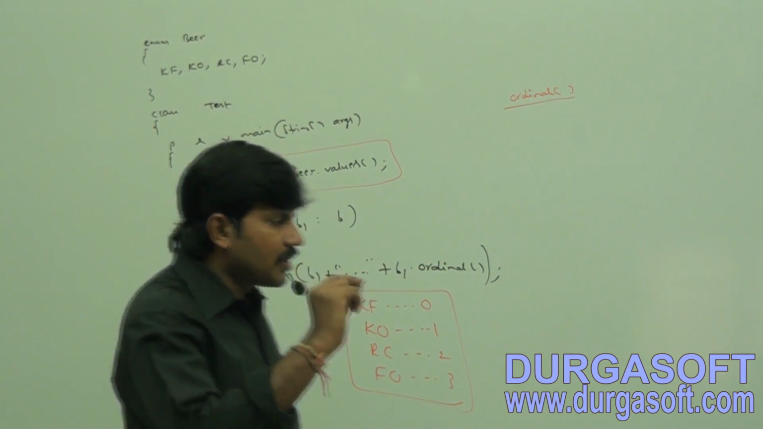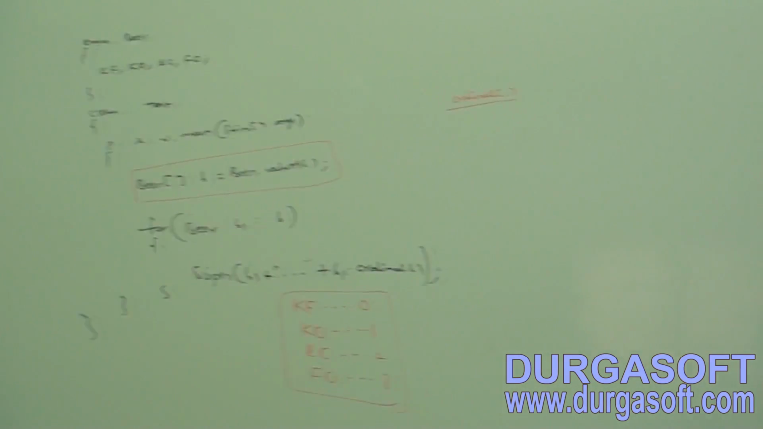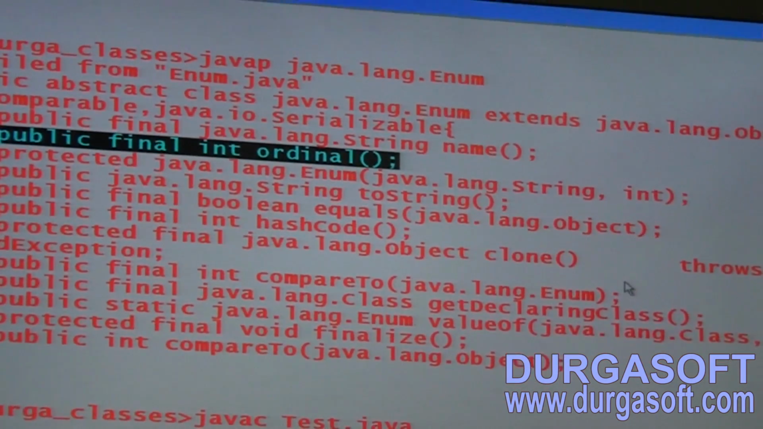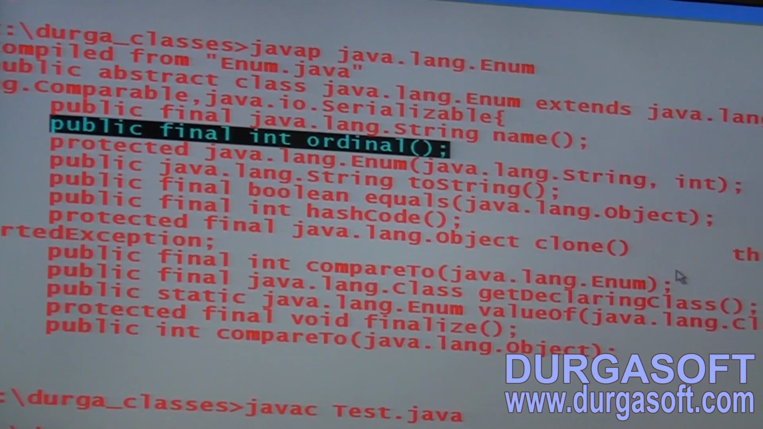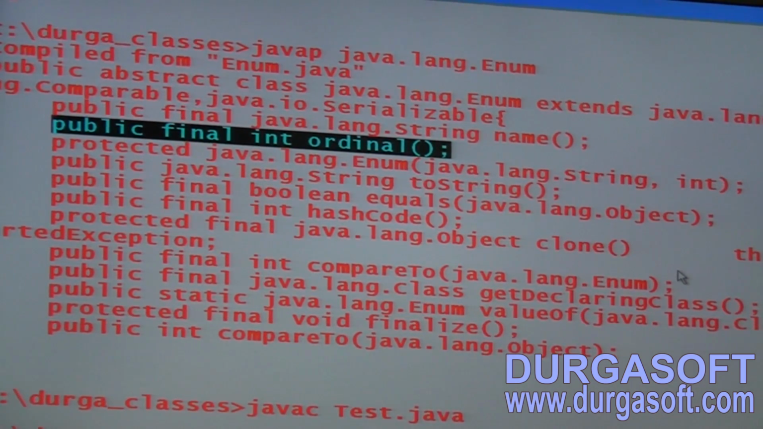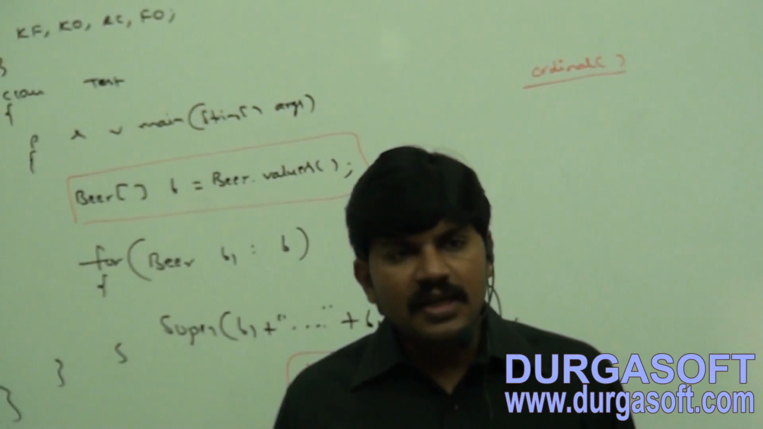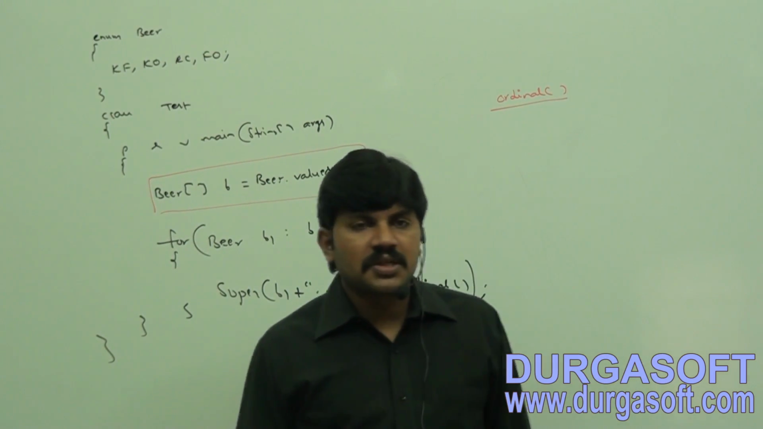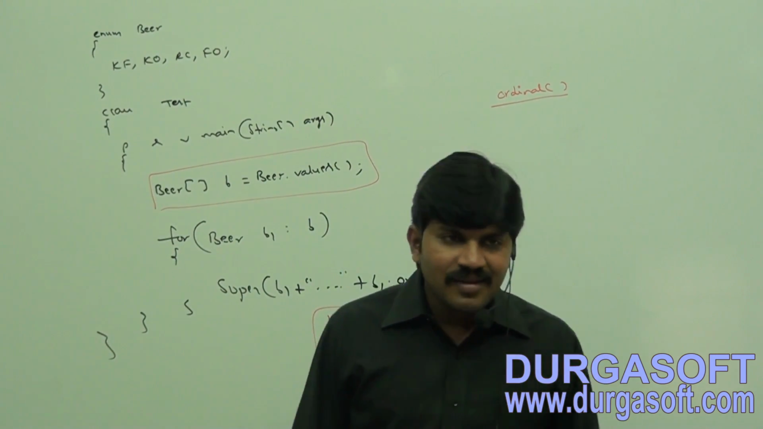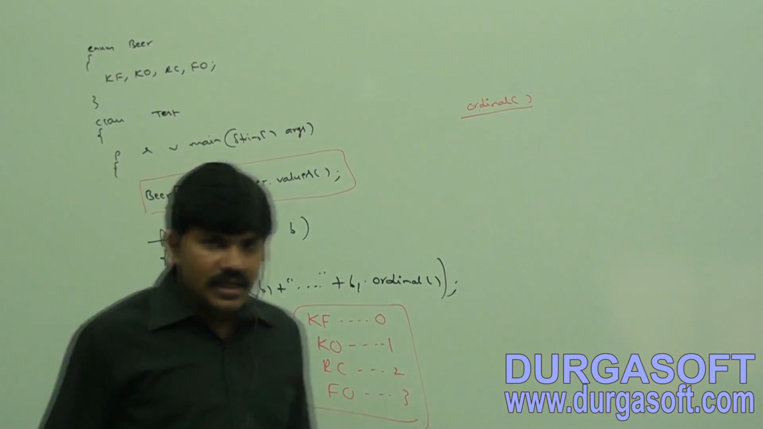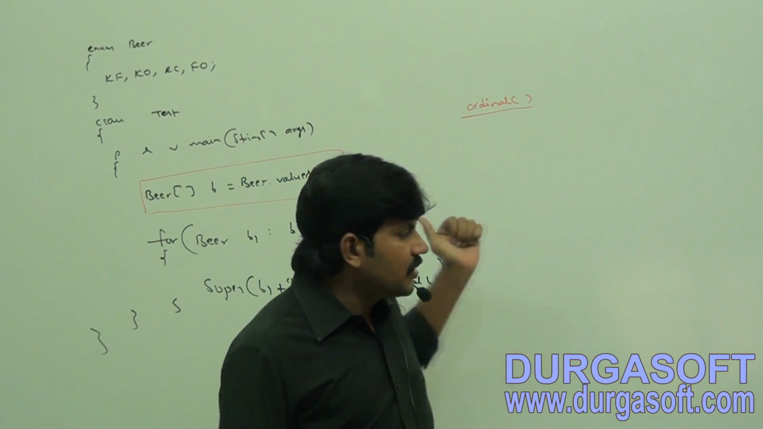Better to take the complete prototype of the ordinal method; you can take it from the screen: public final int ordinal. Next point: ordinal value is zero based, like an array index. Ordinal value is zero based like array index. Clear for all of you, right? Now take this example.